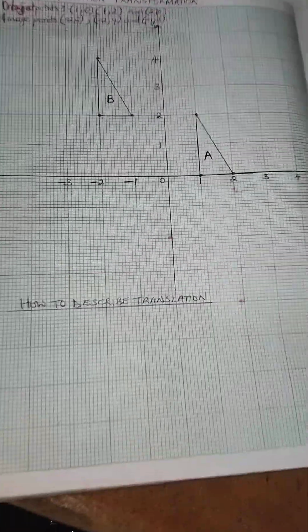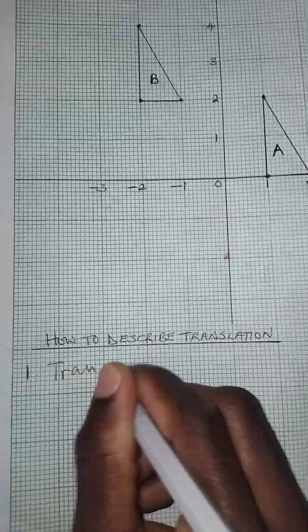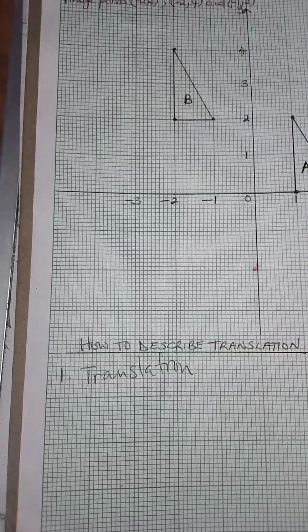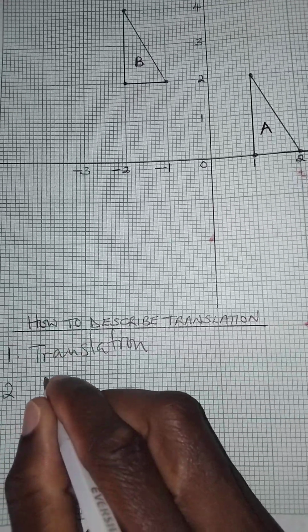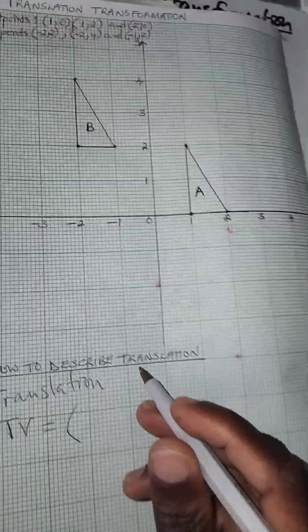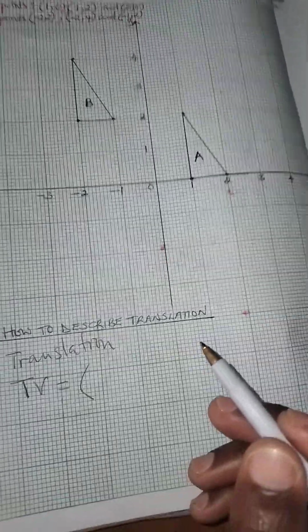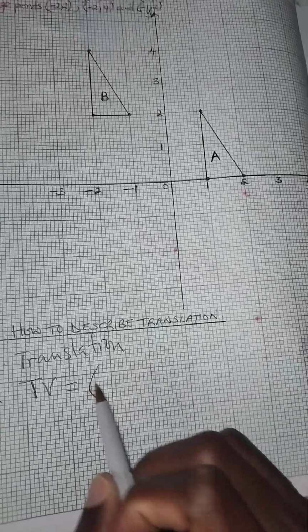So how to describe this one. Number 1, translation. Then number 2, translation vector, TV, which is a column vector. So how to find the translation vector? The translation vector is image minus object.